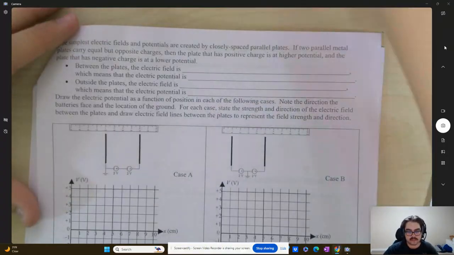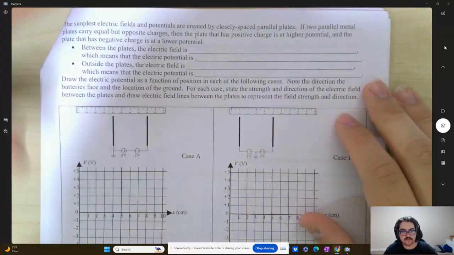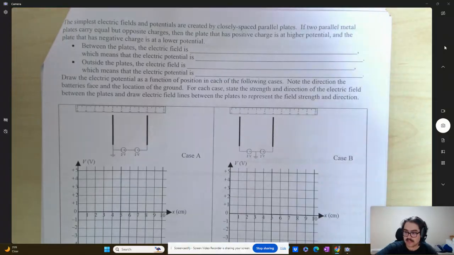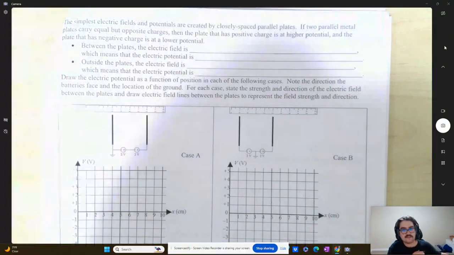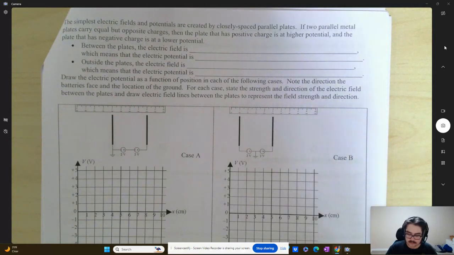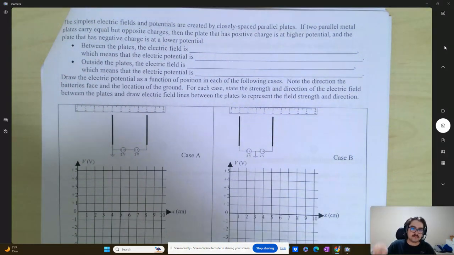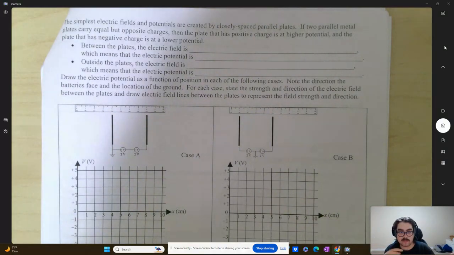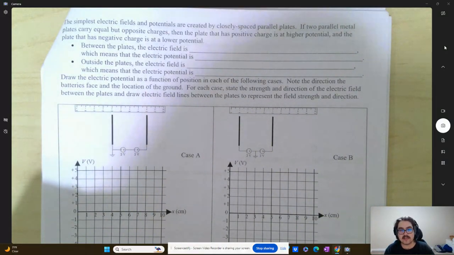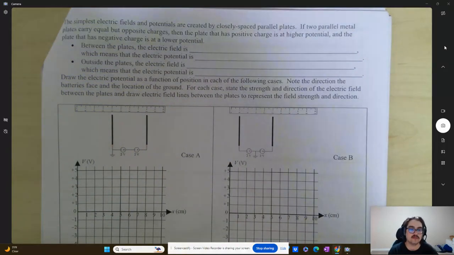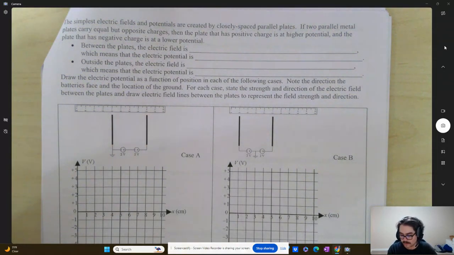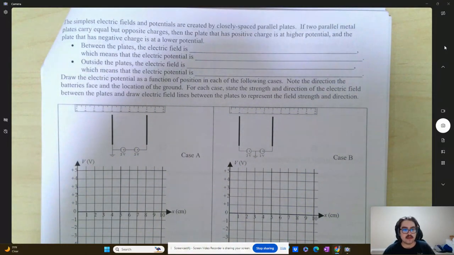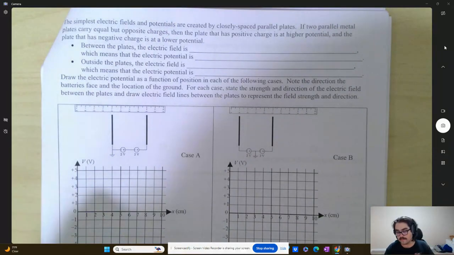Now, one of the most simple ways that we represent electric fields and potentials is by using parallel plates. This is kind of like capacitors, but not quite. We create the simplest electric fields and potentials with closely spaced parallel plates: two parallel metal plates that carry equal but opposite charges. The plate that has positive charge is at higher potential, and the plate that carries negative charge is at lower potential. So we can figure out which direction the E field is going. Between the plates, the electric field is uniform.